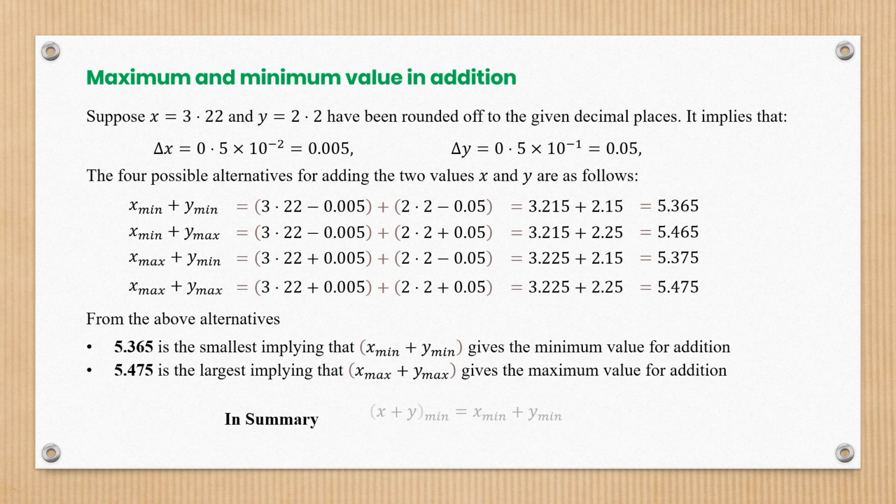So what this simply means is that the minimum value of this addition shall come from x min plus y min, and then the highest or greatest value of the addition, which is the x plus y max, shall come from x max plus y max. So these shall be what we shall use. So we're going to put these in a yellow box for our remembrance.